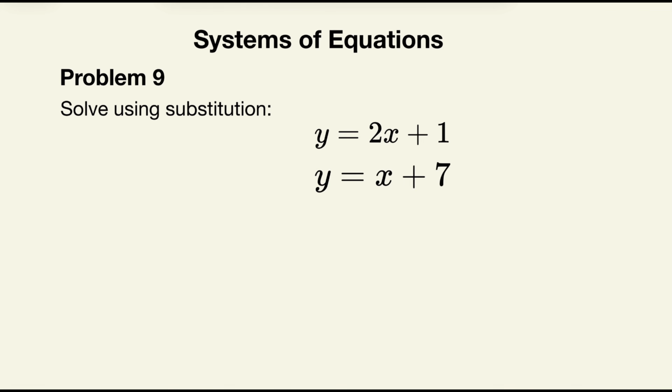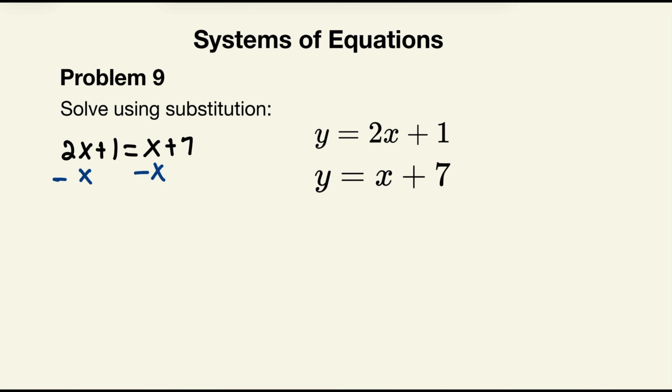For problem number 9 here, we have to solve using substitution. So let's set the equations equal to each other. We have 2x plus 1 equals x plus 7. So the next thing to do here is to subtract x from both sides. So from the right and from the left.